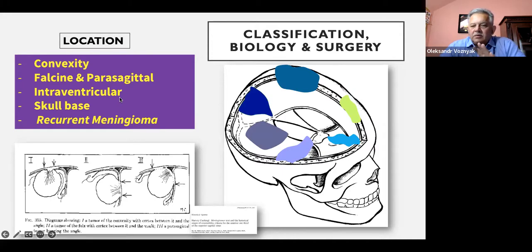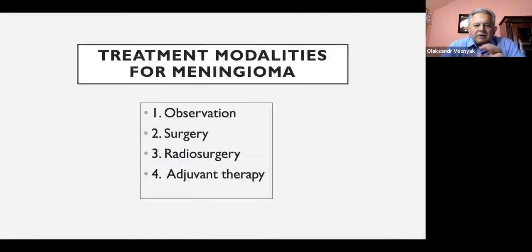Intraventricular tumors are usually located in the lateral ventricles or in the fourth ventricle. Today, I wouldn't speak about them a lot. And skull base tumors, we classify them according to the location: anterior, middle, or posterior fossa. Also, we separate a group of so-called recurrent meningiomas, which require very special approaches to the treatment.